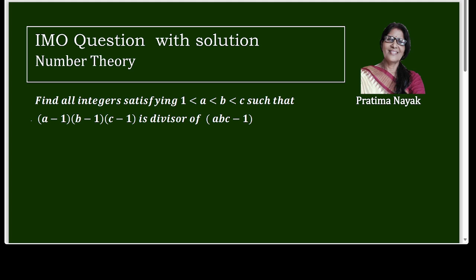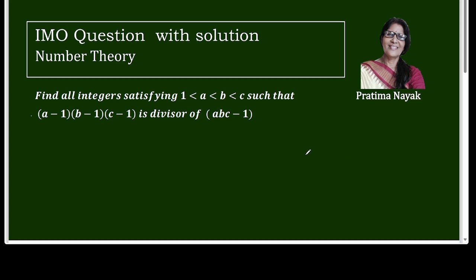Today we will discuss one IMO question which is based on number theory. Find all integers satisfying 1 < a < b < c such that the product of (a-1)(b-1)(c-1) is a divisor of abc-1. So let's start.